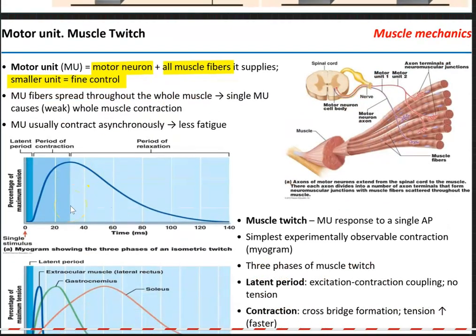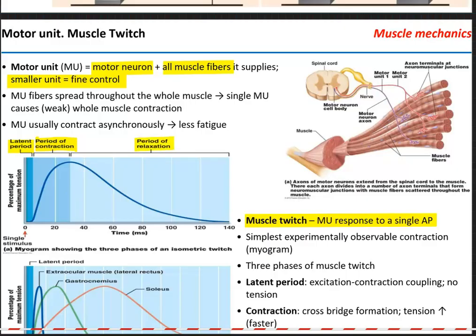So, the contraction of a single motor unit in response to a single action potential is called a muscle twitch. A muscle twitch has a latent period. That's the excitation part, when the action potential travels through the membrane. Then the contraction part and the relaxation part.